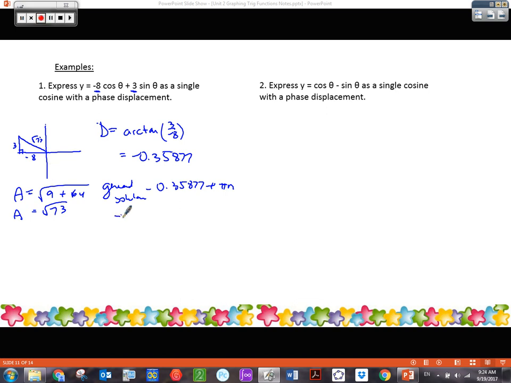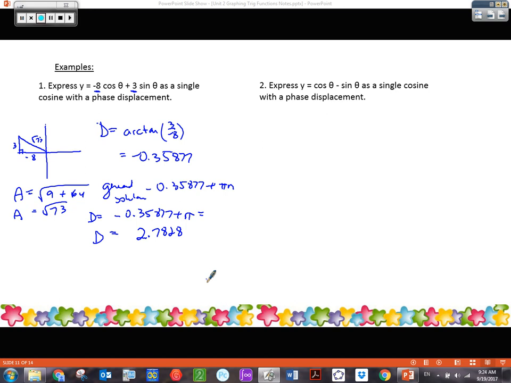So I'm going to say negative 0.35877 plus pi. That's going to give us 2.7828. Okay, so D is going to be 2.7828.